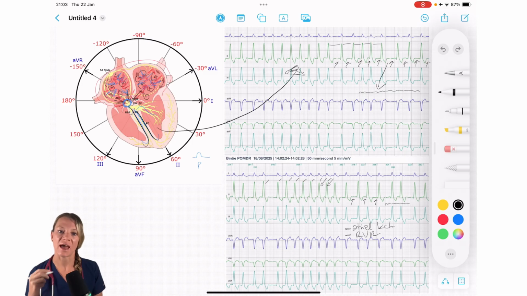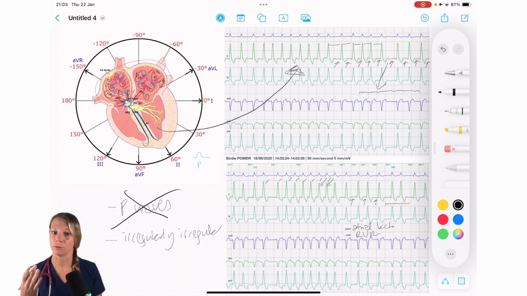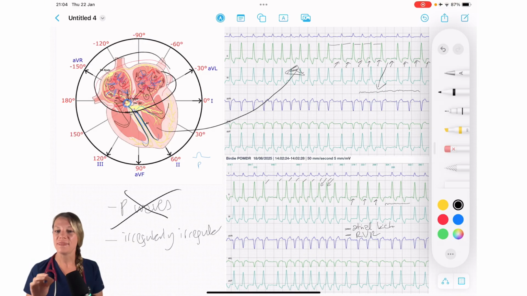So, key takeaways. Atrial fibrillation is defined by chaotic atrial electrical activity with no organized P waves. It produces an irregular ventricular rhythm due to unpredictable AV nodal conduction, and it typically reflects significant atrial remodeling and structural heart disease in dogs. Its clinical impact comes from loss of coordinated atrial contraction and impaired ventricular filling. That concludes our case study on atrial fibrillation.